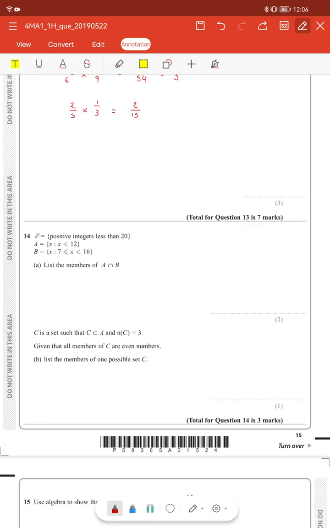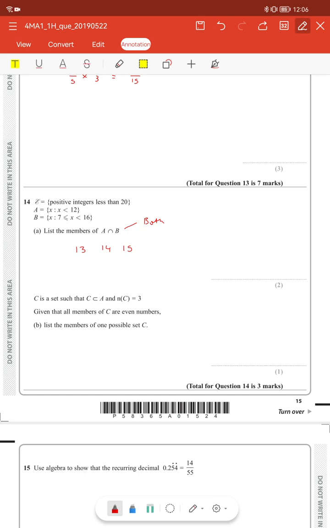Over here, x is greater than 12 for part A, and x is between 7 and 16 for part B. List the numbers that are in A intersection B. That means that they are in both. So it would be 13, 14, and 15.